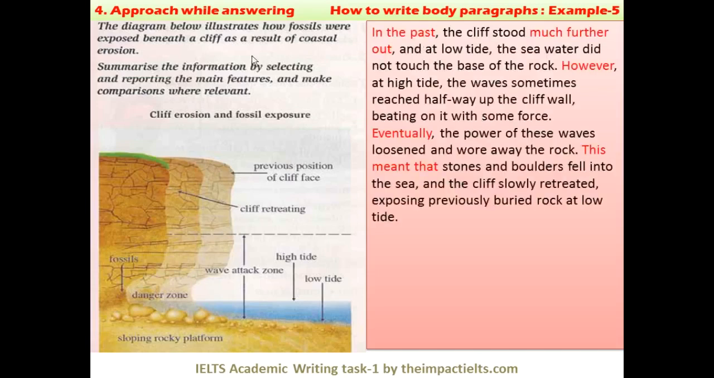In the past, you can see the same way. So past is this phase. The cliff stood much further out in comparison, and at low tide the seawater did not touch the base of the rock. So they're talking about the past. They were not able to touch the base of the rock in the past, they're saying. However, at high tide the waves sometimes reached halfway up the cliff wall.